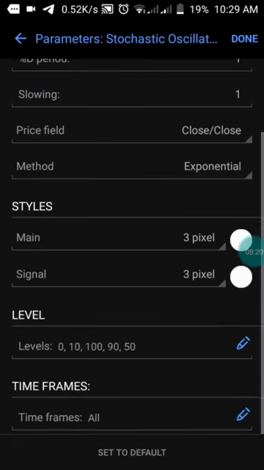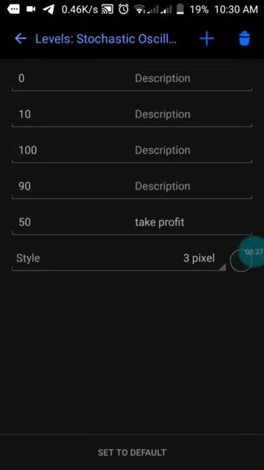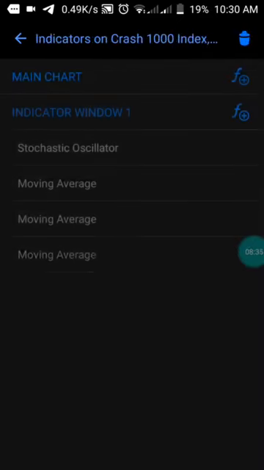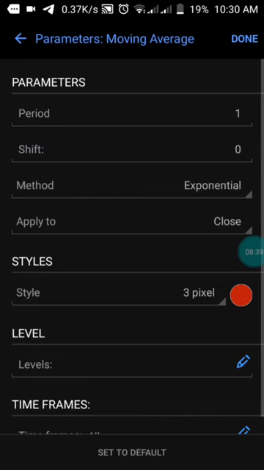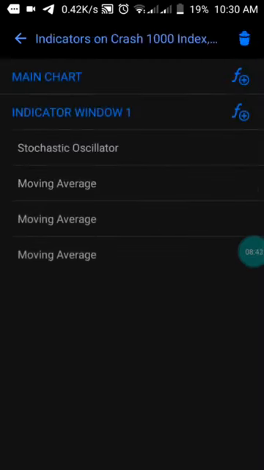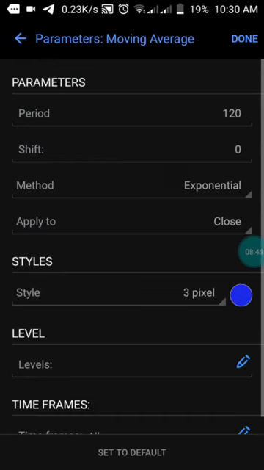We have our two colors to be white, which is the color of our background. And we have different levels also. Our levels are 10, 100, 90, and 50. You just screenshot it the way I show you guys. Then we have the first three moving averages. The first one is a period of 1, and we have red as our color here. You just screenshot it. Then we have the second moving average, which is the period of 120.